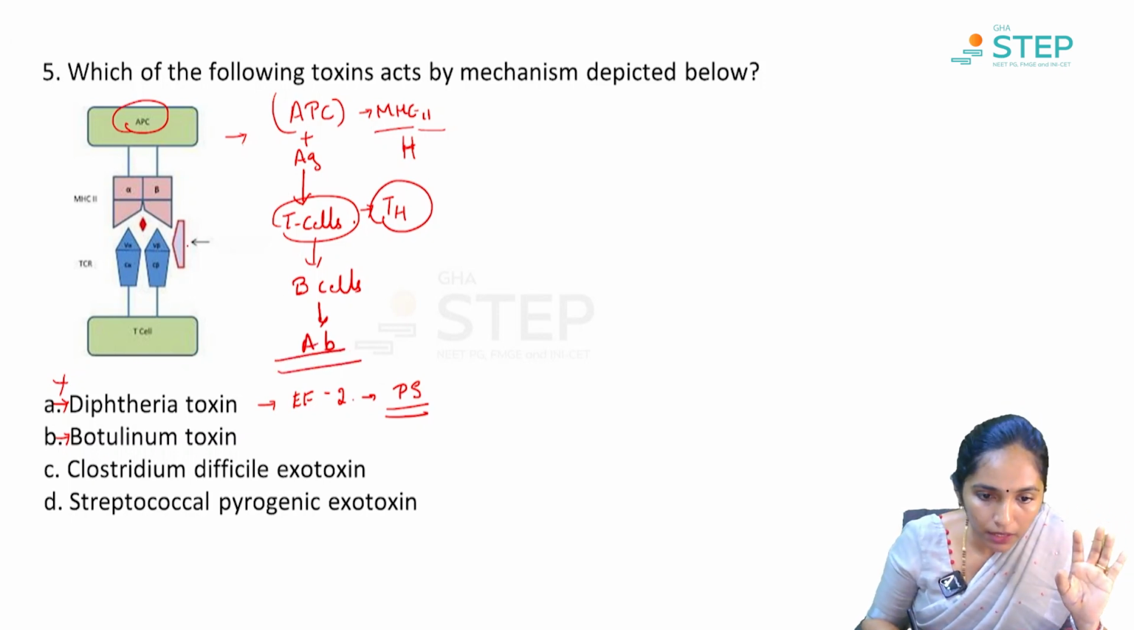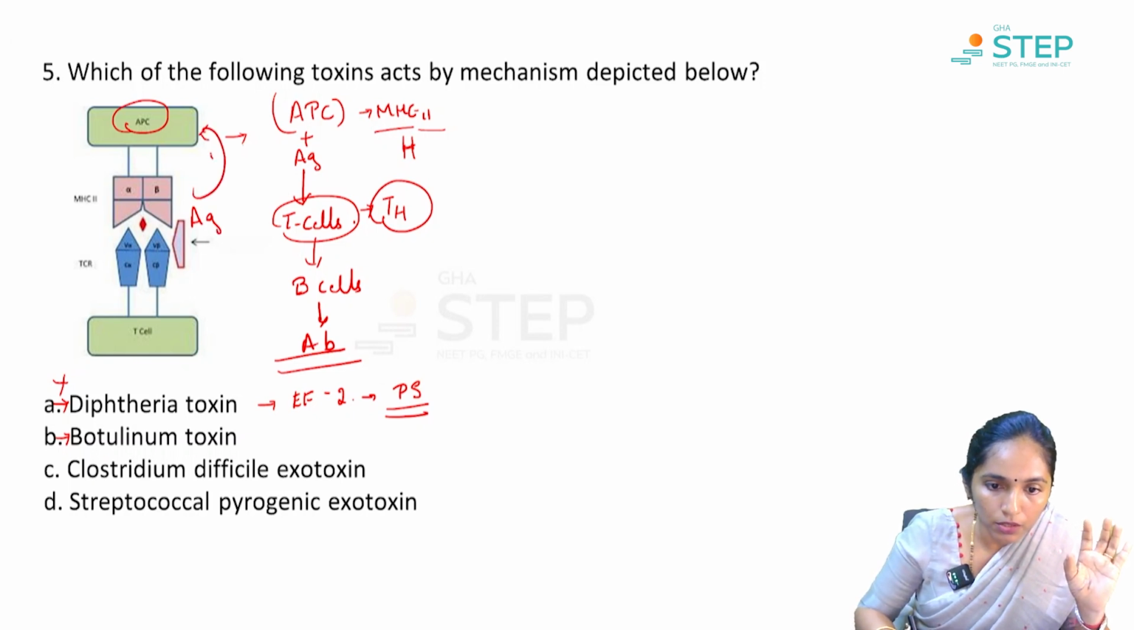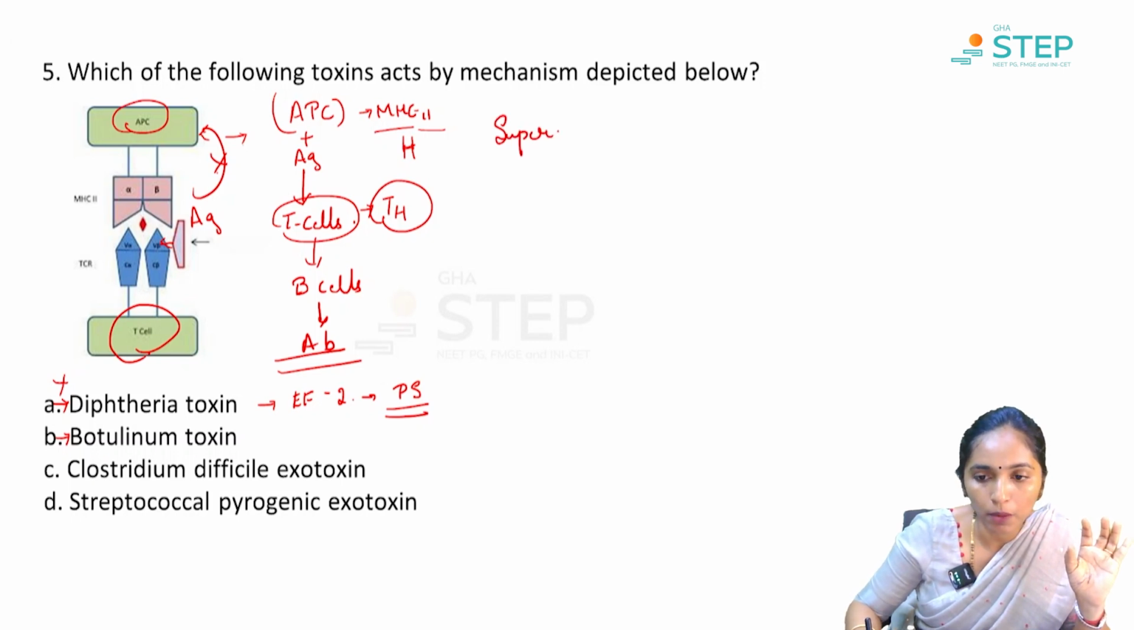But what is happening here? So this is the antigen which has not gone to APCs. No, it has not gone to APCs. Instead of going to the APCs, it is directly going and activating the T cells. So this antigen which is acting like a superman is called as superantigen.